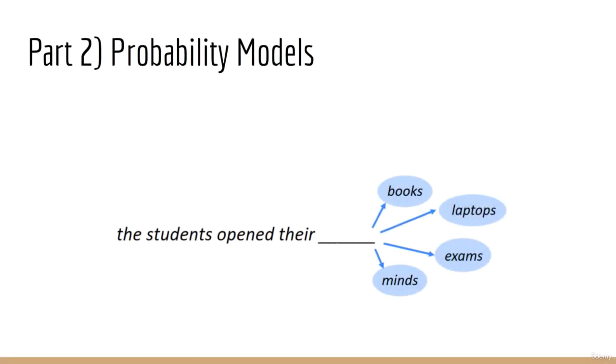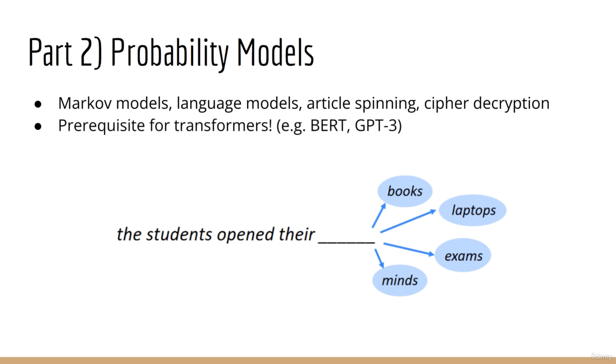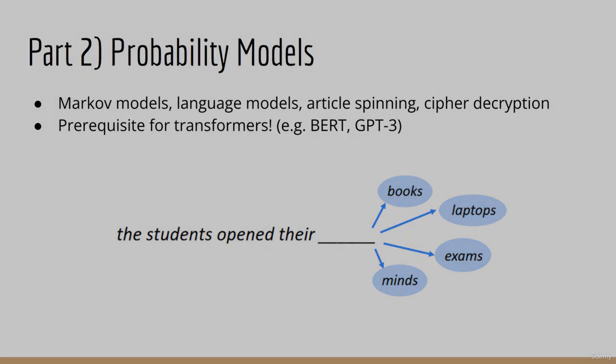The second major part of this course, which is like another little mini-course, focuses on the probabilistic view of NLP. In particular, we look at language models, Markov models, and other models inspired by these approaches. Now, that might seem quite simplistic, but in fact, these basic ideas are very powerful. In fact, the approaches we take for building language models in this part of the course are a prerequisite for understanding transformers. So if you want to understand transformers, which are the current state of the art, then you'll need to understand this. This part of the course will look at more very interesting applications, such as how to generate text, article spinning, and code breaking, also known as cipher decryption.